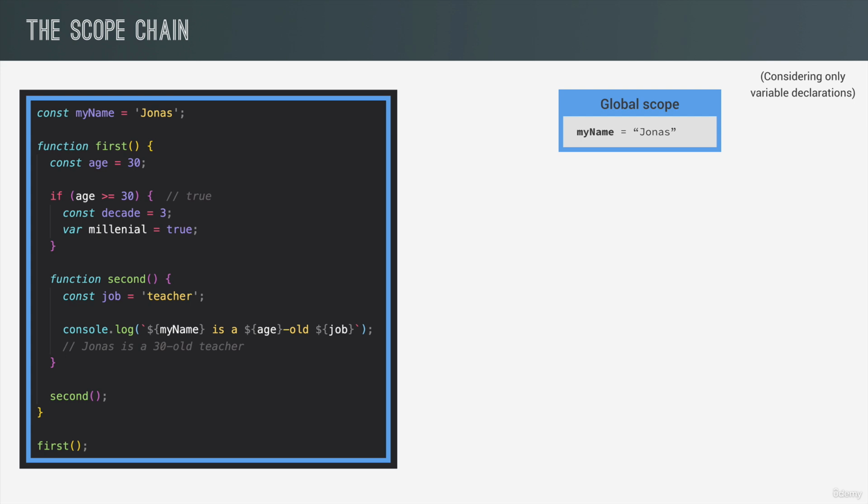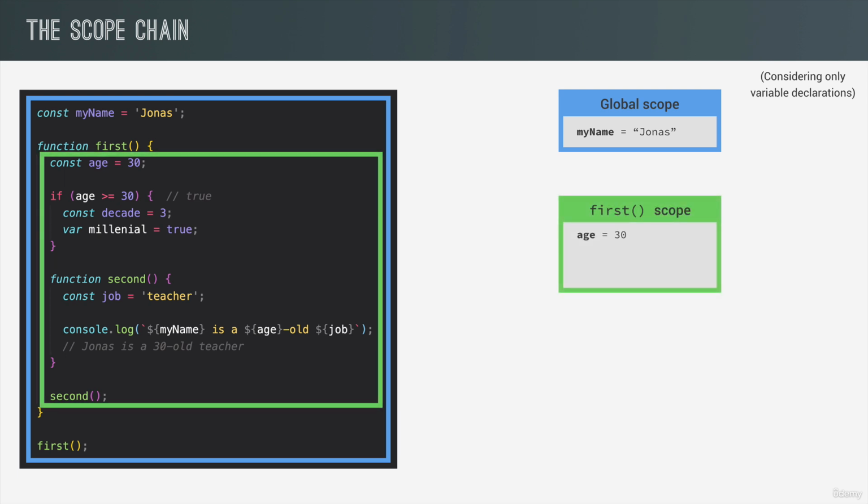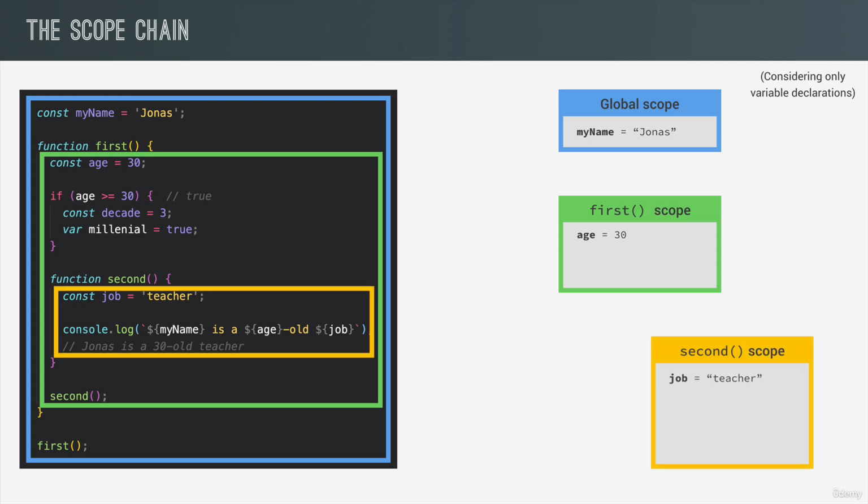All right? Just keep in mind that whatever I'm explaining here for variables also works the same for functions. Anyway, inside the global scope, we have a scope for the first function because each function creates its own scope, remember? And what's in this scope? Well, it's the h variable that's declared right at the top of the function. Next, inside the first scope, let's now consider the second function, which will also create its own scope containing the job variable set to teacher.